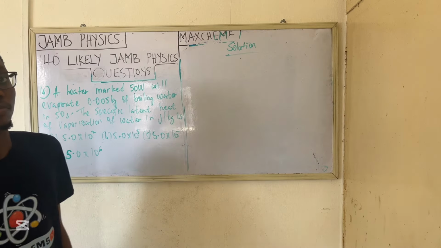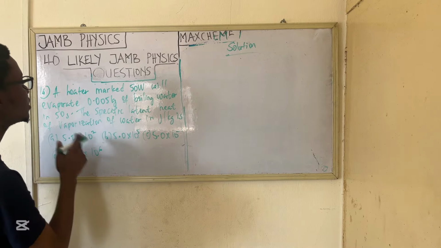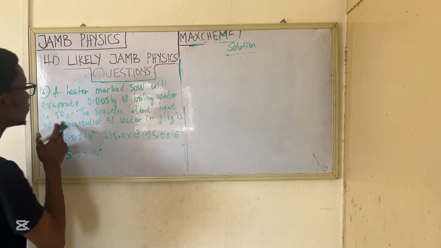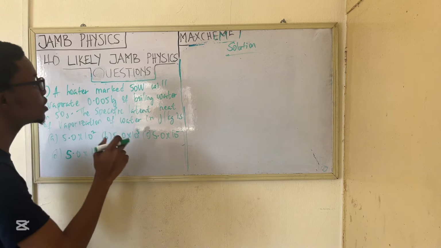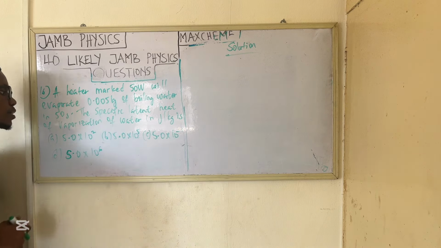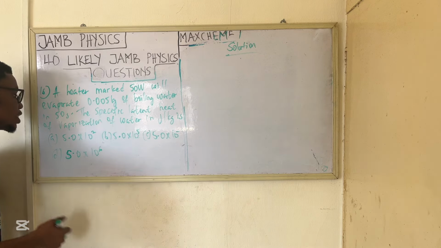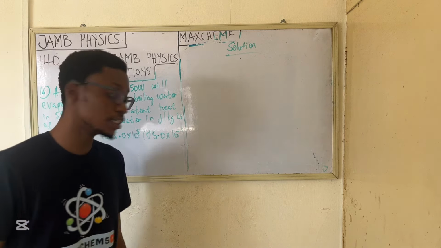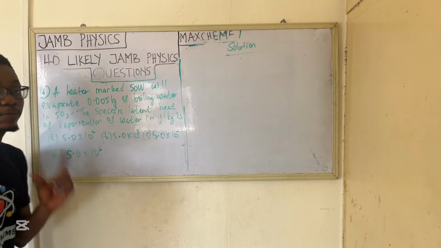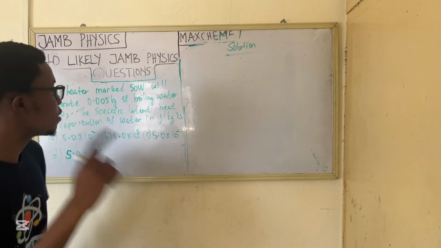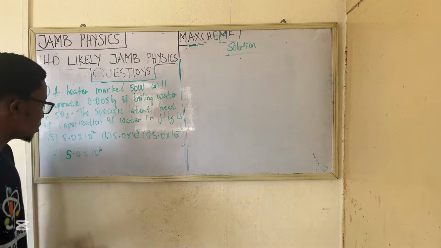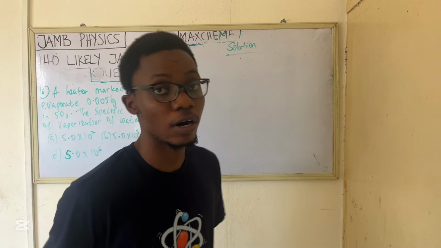100. Question 16. A heater marked 50 watts will evaporate 0.005 kilogram of boiling water in 50 seconds. The specific latent heat of vaporization of water in joule per kilogram is A, 5.0 times 10 raised to power 2, B, 5.0 times 10 raised to power 5, C, 5.0 times 10 raised to power minus 1, D, 5.0 times 10 raised to power 6.